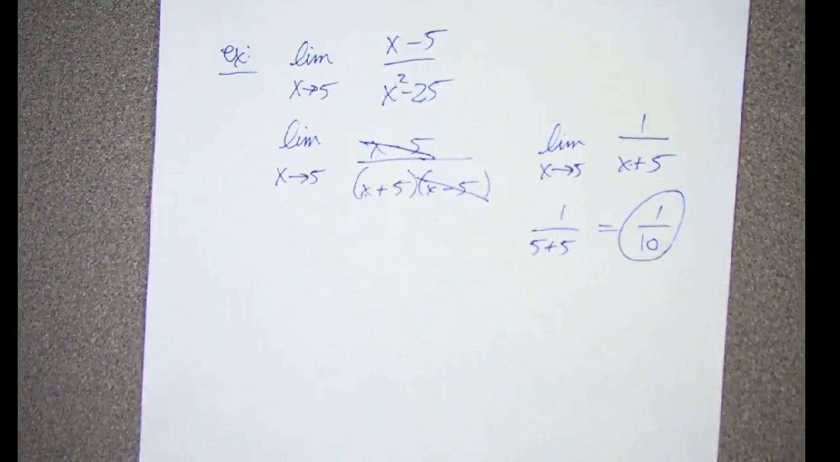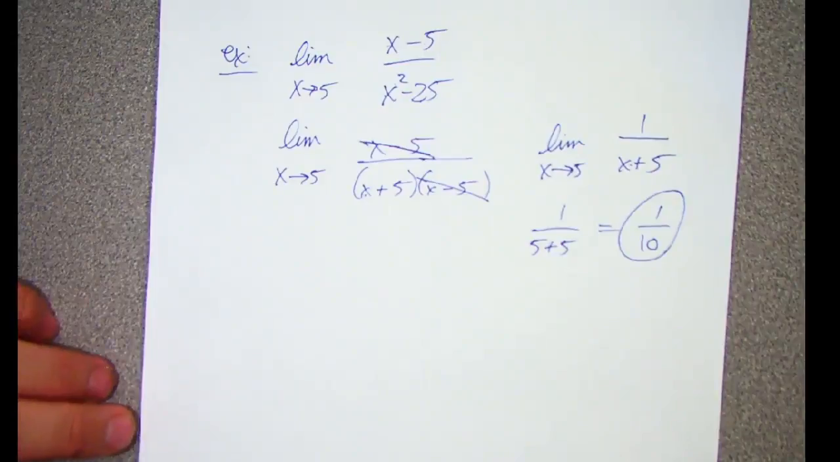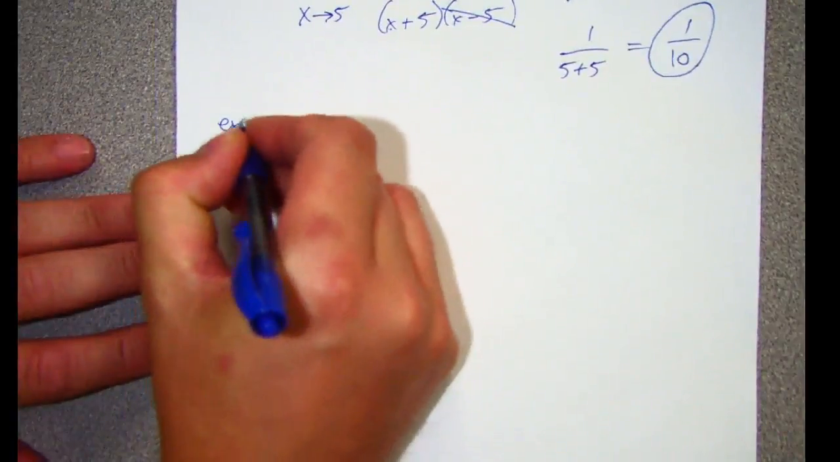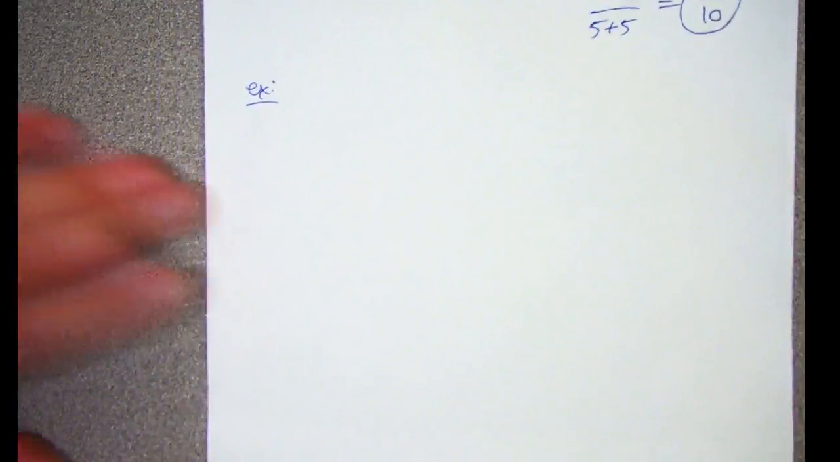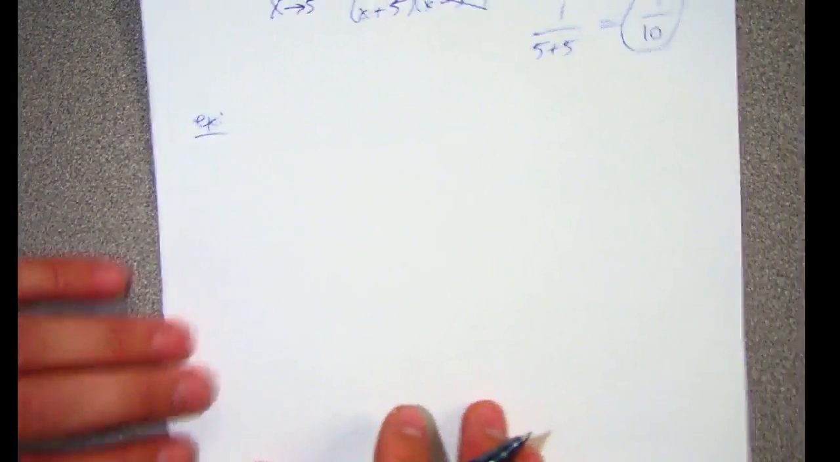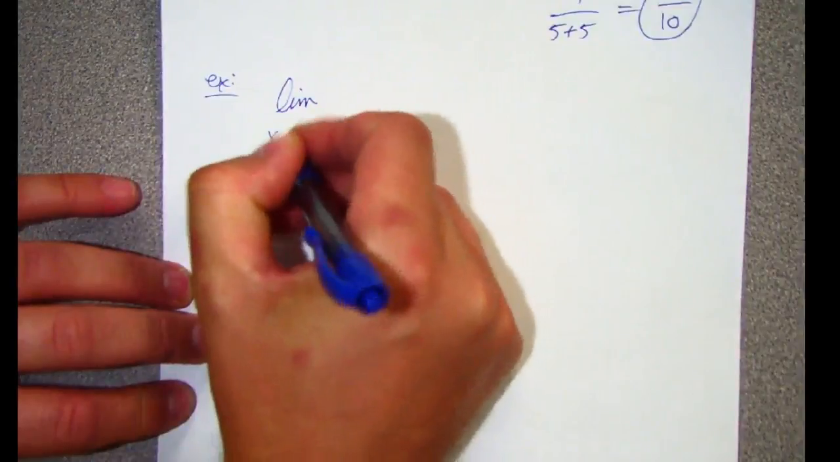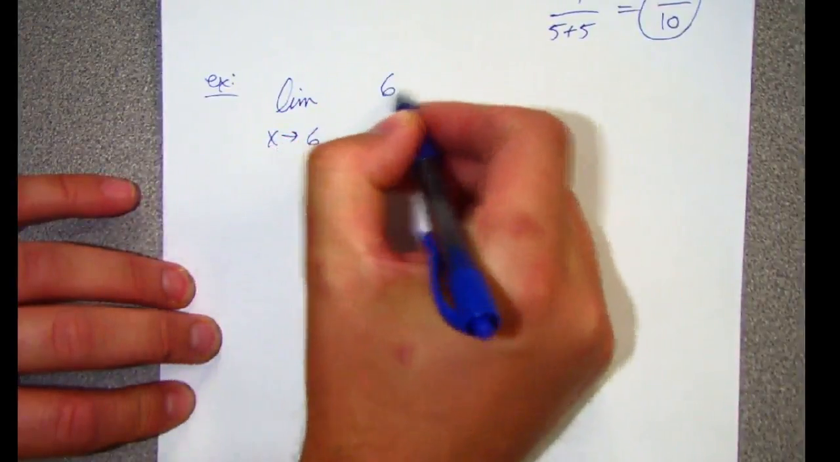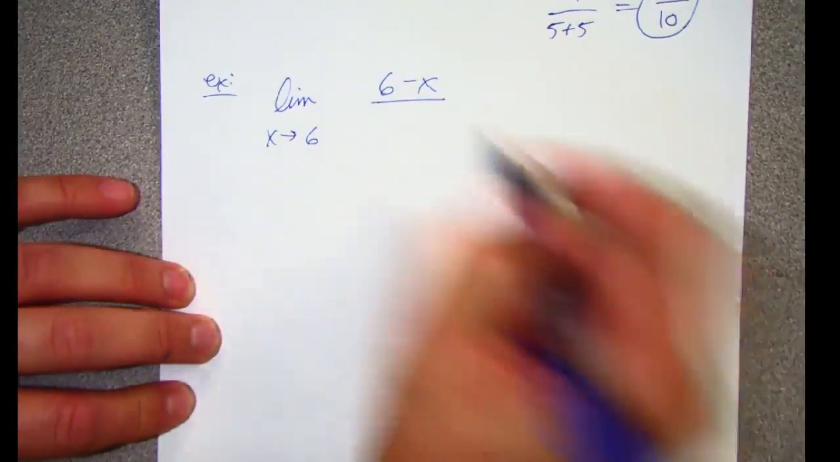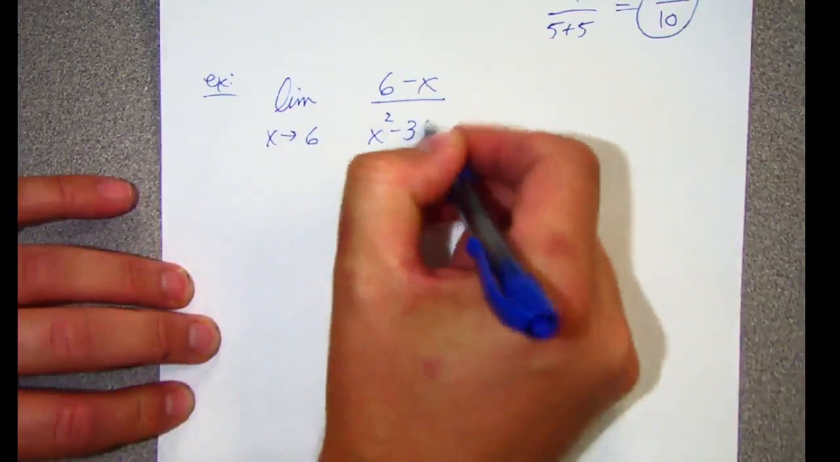So we tried to plug in, it didn't work. Then we tried another method to work around it, and we get what we need. Alright, I'm going to keep throwing more examples at you. Let's say the limit as x approaches 6 of 6 minus x over x squared minus 36.